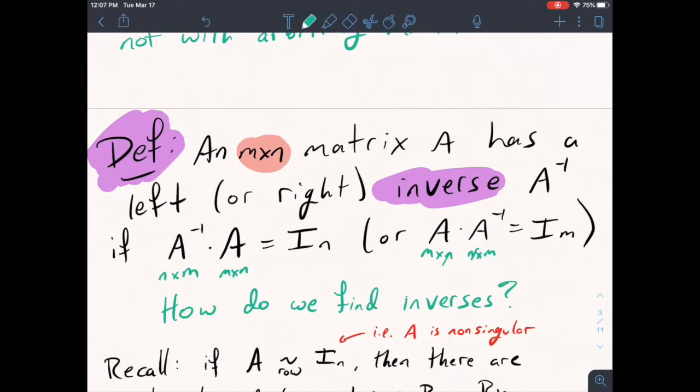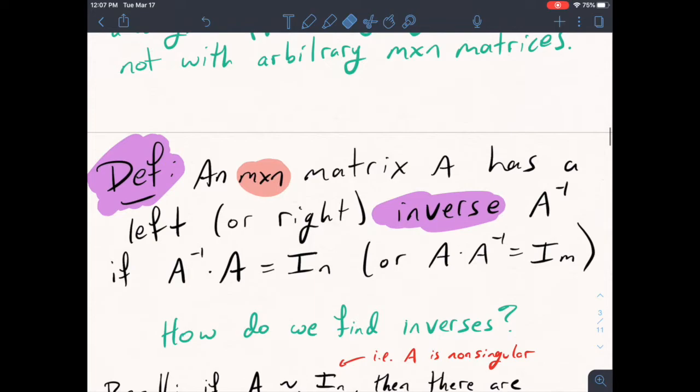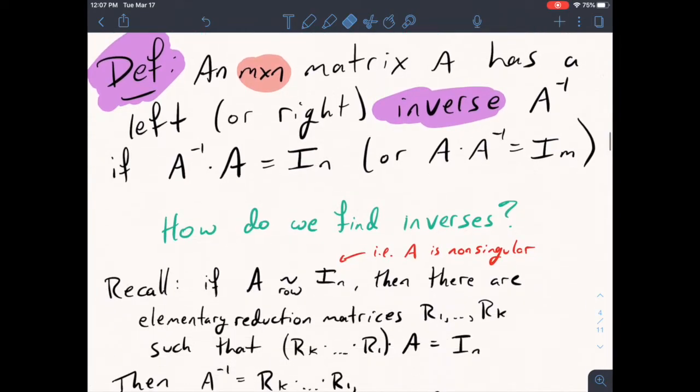So in particular, we're not even getting the same identity matrix. We're getting different size identity matrices.